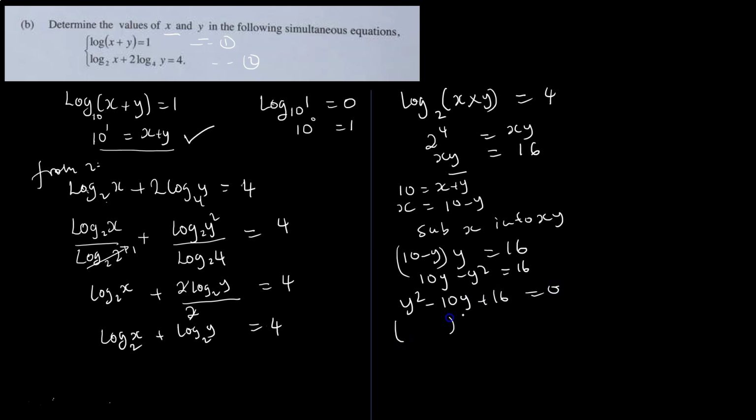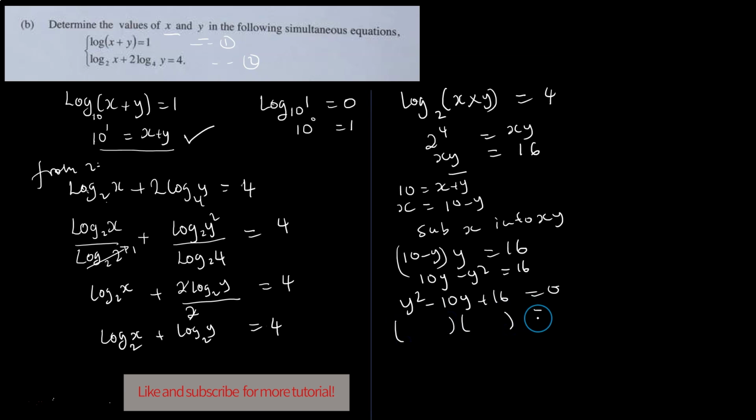I know I can factorize this by using 8 and 2. They both need to be negative because I have negative 10 there. So (y minus 8)(y minus 2). Therefore y is equal to 8 and y is equal to 2. Okay, so when y is equal to 8, what is x? I know x plus y is 10, so x is going to be equal to 2. And when y is 2, x equals 8. And these are your values for x and y.